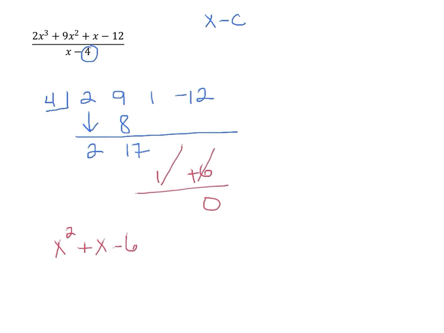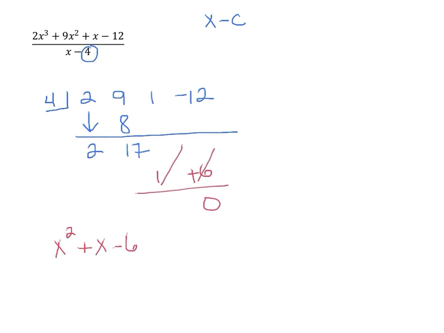70 times 4 is 280. 280 minus 12 is 268. Now these are very unfriendly numbers, I can guarantee you of that. But such is the case. So here's where this gets interesting. Your answer becomes 2x squared plus 17x plus 70.